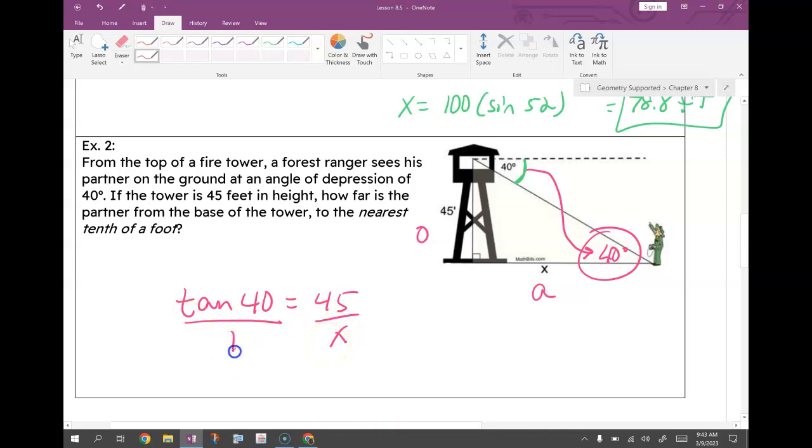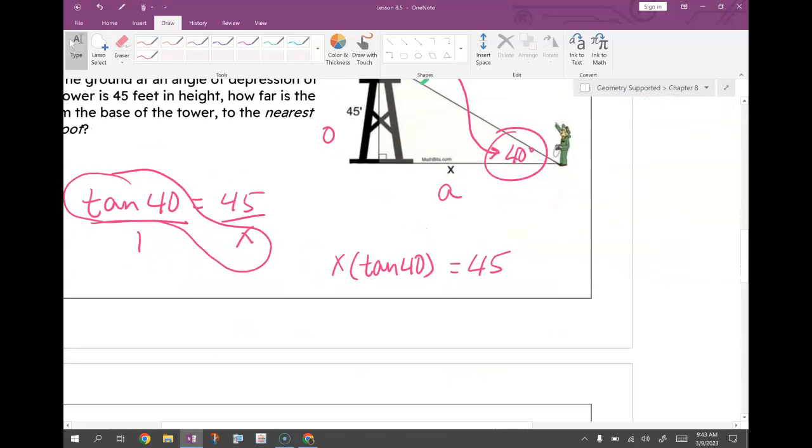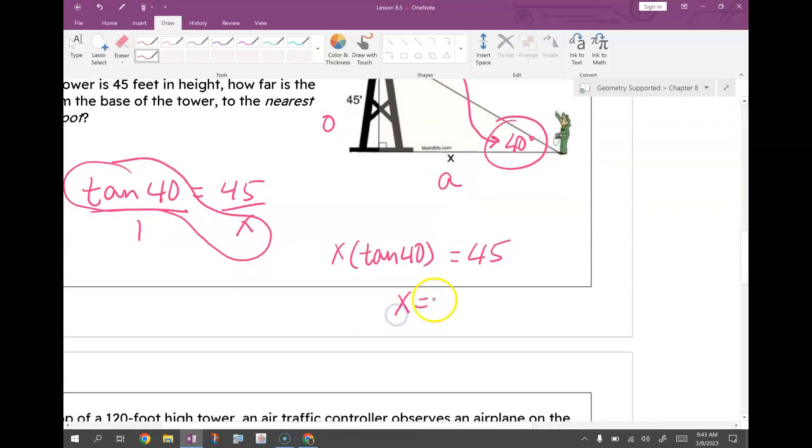Now be really careful with this one. When we cross multiply, the X isn't multiplying by 1 this time, right? So when you cross multiply, you have X tangent 40 equals 45. How do you get X by itself? Divide. So X equals 45 divided by tangent 40.